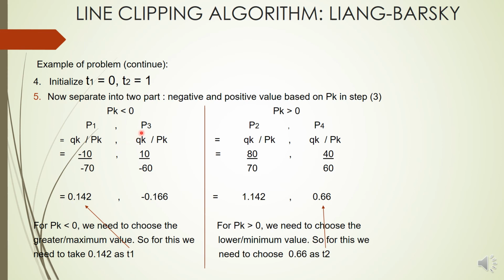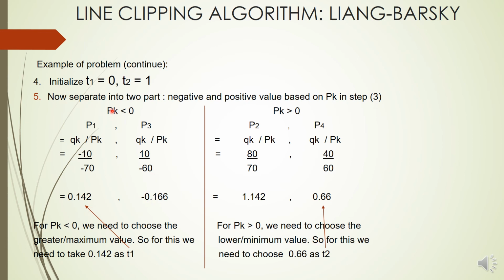And then you also need to calculate for p3, using your q3 divided by p3. q3 is 10, divided by negative 60, which is p3. So you get negative 0.166.